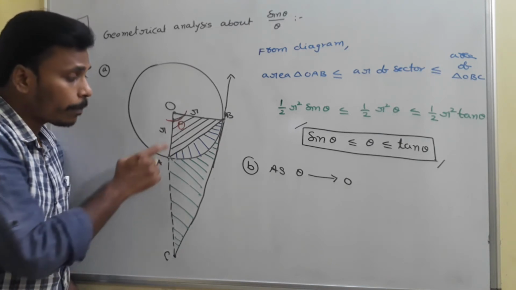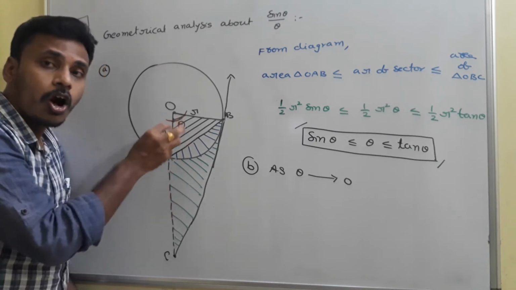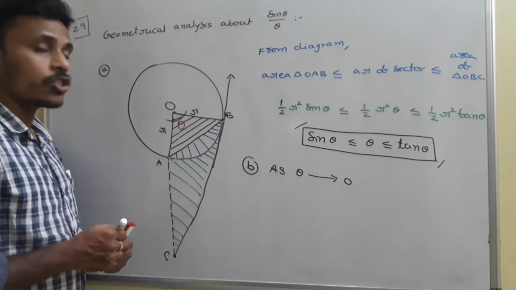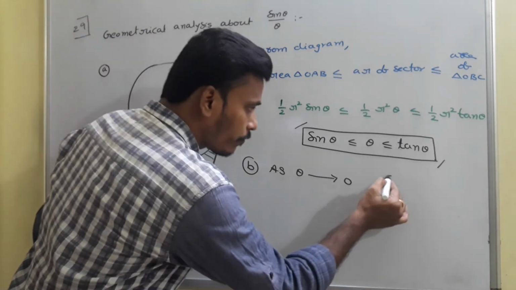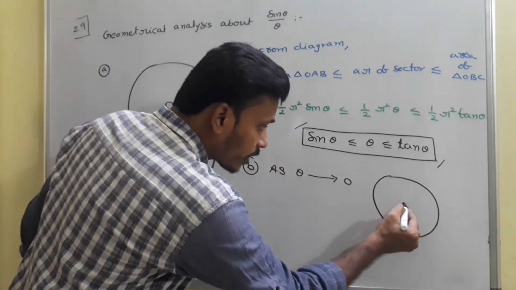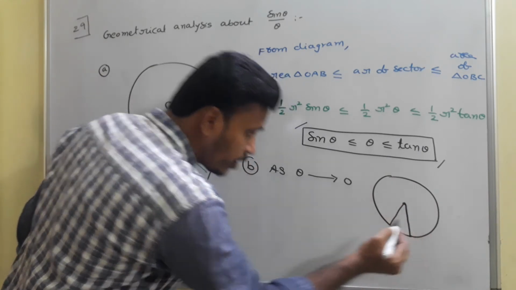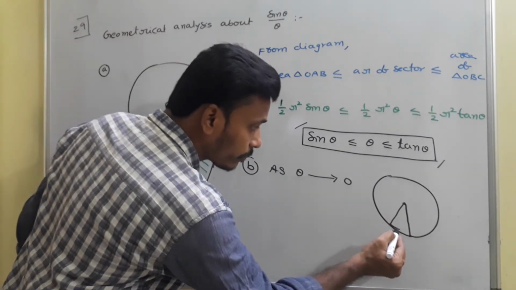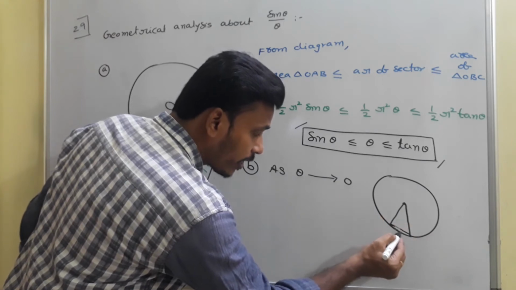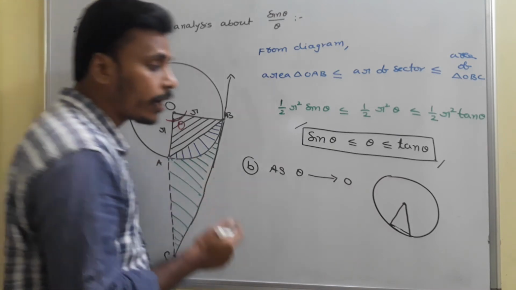Then in that case, the black color part, this triangle area and sector area, will all be almost equal. Okay, once again I will sketch for you. As theta tends to 0, suppose this is the circle. It is a bit complicated to sketch it now. Suppose theta is very small. Just think this is the triangle, and this part indicates the sector area. So the difference between the triangle area and sector area is very minute.